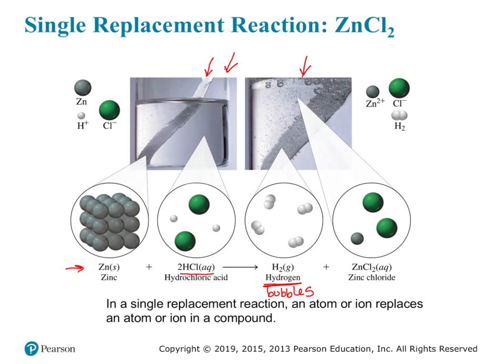And then there's also another product called zinc chloride, and that is going to be now dissolved in the water, so it's kind of replacing the HCl, the hydrochloric acid. So we would call that aqueous as well. All right, so again, zinc is replacing hydrogen, and hydrogen is leaving as a gas, and then the zinc is kind of teaming up with the chlorine to become zinc chloride.